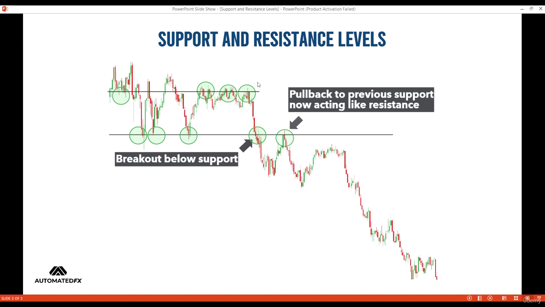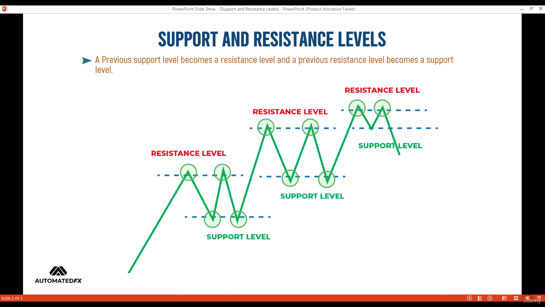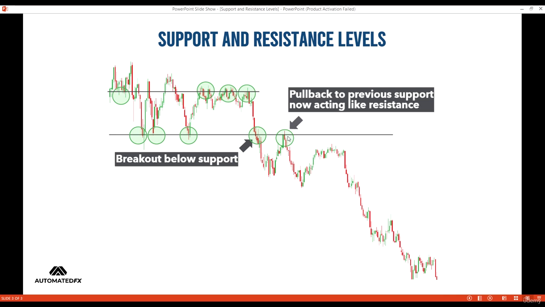Then it kept reacting, kept touching. Now after it broke this support level and came down, it went up to retest this level and make it a new resistance level. So we can see that the principles we study here are what are in place here. This point is called the breakout point. So it broke out here, then retested this level. That's the idea of support and resistance levels.